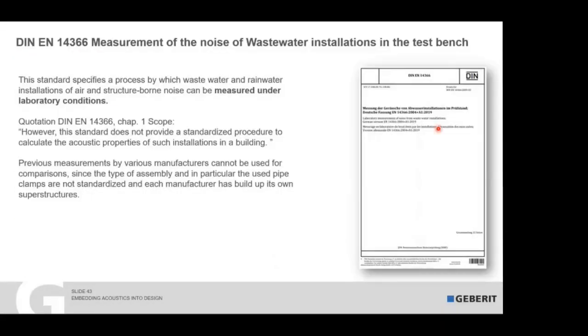And then also here, the EN 14366, which we also see in the new region, is many times used by different suppliers. And it is also said here that the standard does not provide a standardized procedure to calculate the acoustic properties of such an installation in a building, and also that some measurements which were done before 2014 are not valid anymore due to some, let's say, unrealistic testing which was done on the setup in the institute.